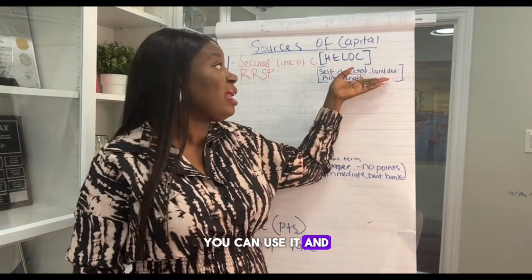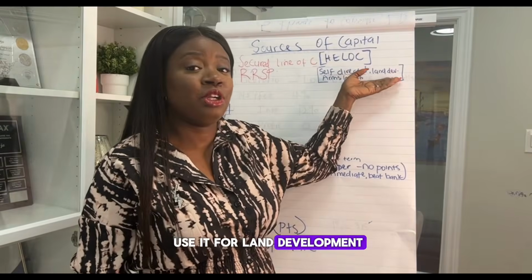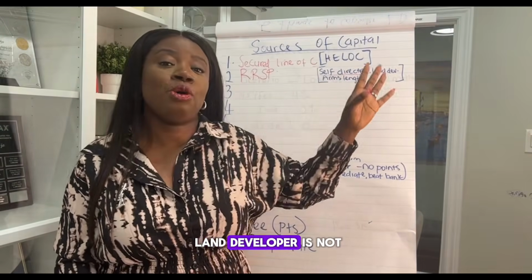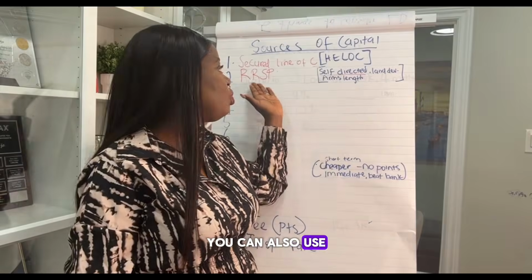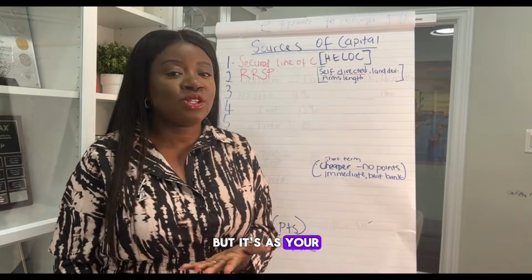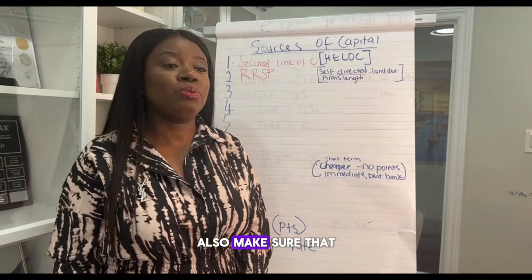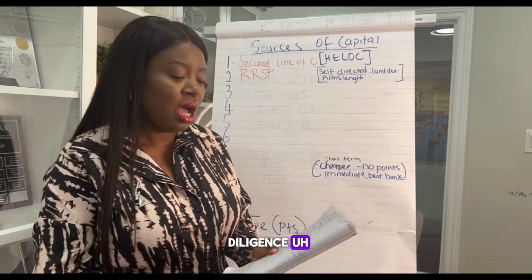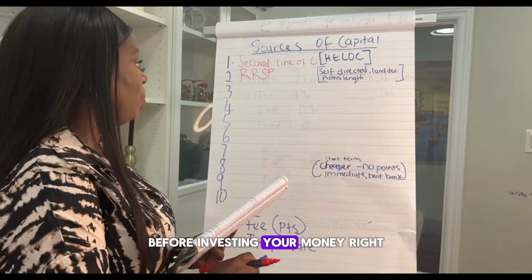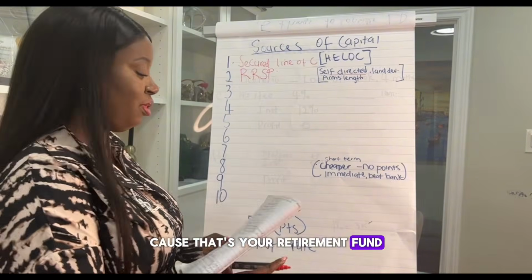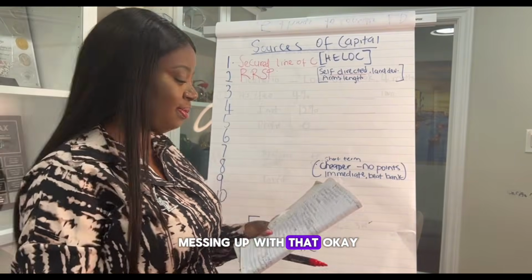You can use it, and even if you use this for land development, the fact that a land developer is not related to you, you can also use your RSP for that. But it's at your own risk, so you have to also make sure that you do your due diligence before investing your money, right? Because that's your retirement fund. I don't want anybody messing up with that.